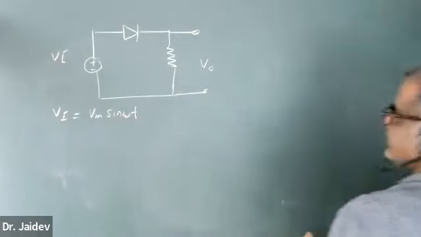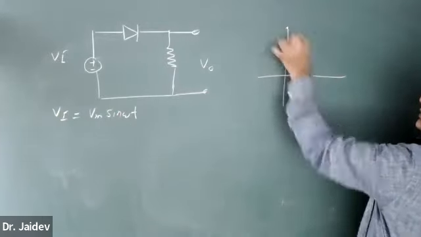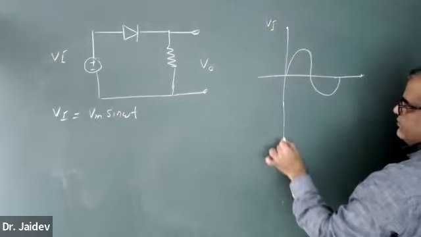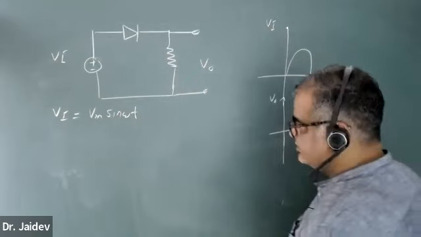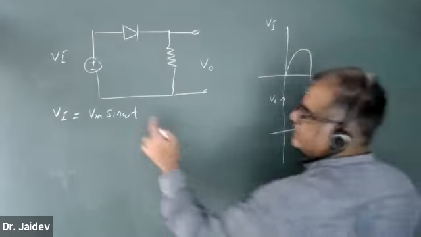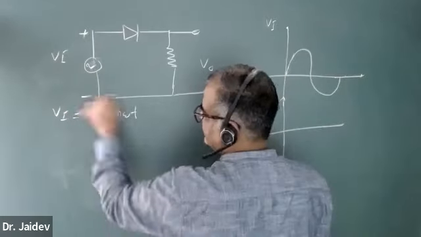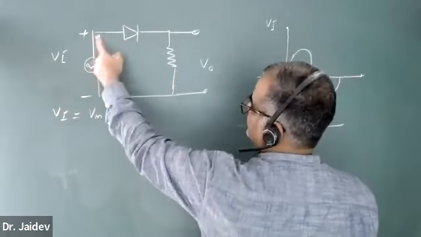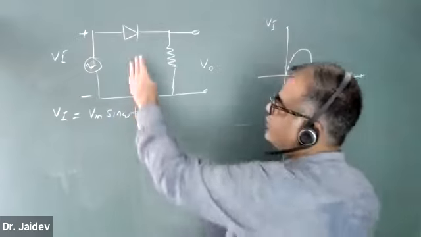Now what will the output be? My V input is a sine wave. Now I want to get the output, V output. So when I am applying this positive cycle, when V input is positive, what does positive mean? When I say sine wave, for half of the cycle this terminal will be positive, and for the other half of the cycle the other terminal will be positive. So for the first half cycle, this is positive, this is negative. And here, this diode is forward biased. How do you know this is forward bias? You can open this circuit.